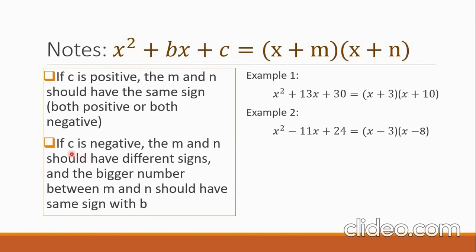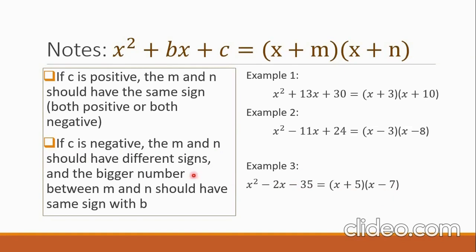Now, if c is negative, the m and n should have different signs. Look at our example 3. Our constant here is negative 35. The values of m and n have different signs. One is positive, the other is negative.